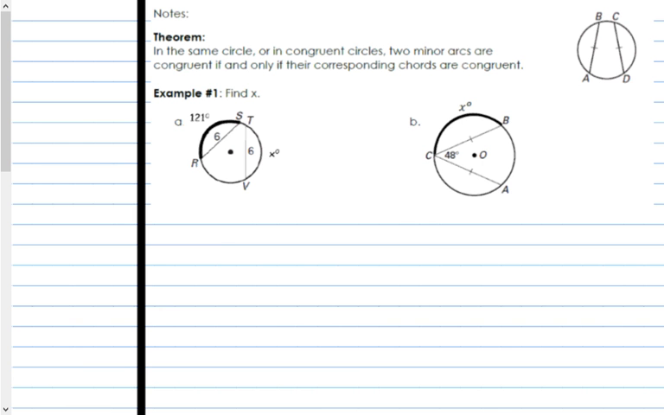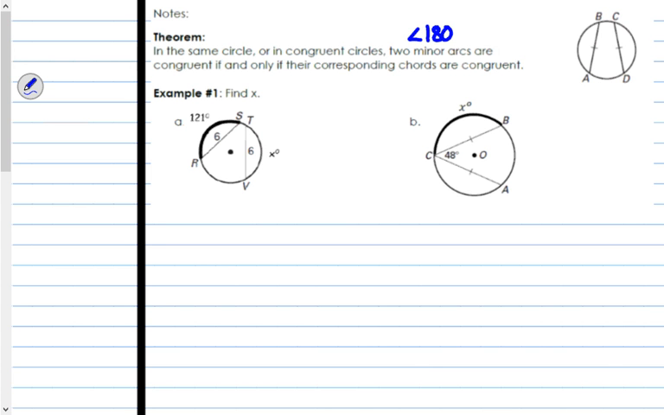Let's get started. The first theorem says, in the same circle or in congruent circles, two minor arcs (remember, minor means less than 180 degrees) are congruent if and only if their corresponding chords are congruent.